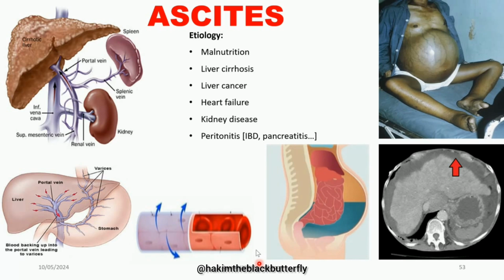And I'm asking you, I have told you that malnutrition can lead to ascites. I've told you what ascites is: excessive accumulation of fluid in the peritoneal cavity. And I'm saying one of the causes is malnutrition, and I want someone to throw more light on that.